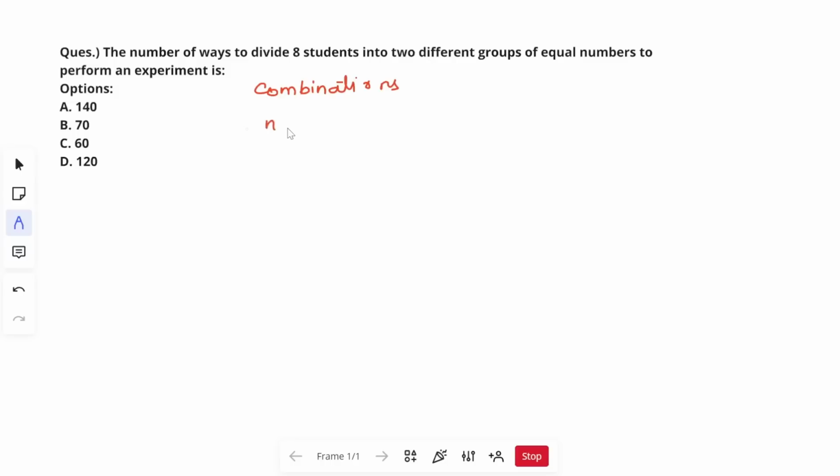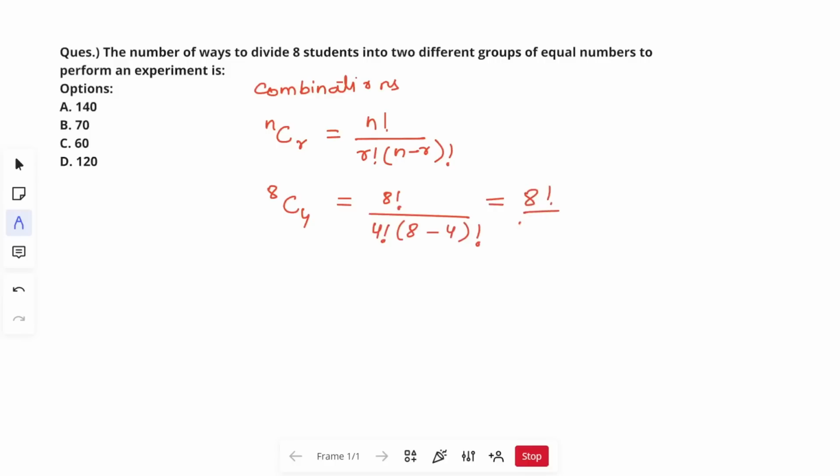Okay, so if you remember, there is a formula that is nCr is equals to n factorial divided by r factorial into n minus r factorial. Okay, we are going to use the same formula. So in our case, n value is what? 8 number of students are there, and we have 2 different groups of equal numbers, which means 4, right? So how many combinations will form? We will have to calculate that. So 8 factorial divided by 4 factorial into 8 minus 4 factorial. Okay, which is going to be 8 factorial divided by 4 factorial into 4 factorial.